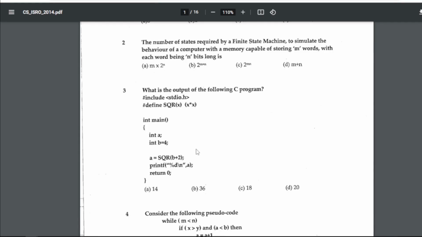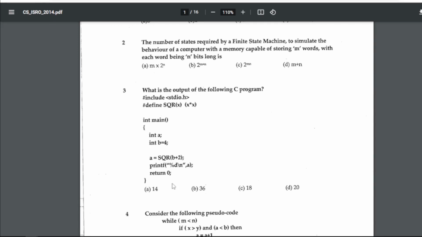For this particular question, you will get the answer as A, that is 14. Here you can see that we have this #define SQR(x) x*x. So from here we will pass the value. What will happen: here you can see int a, then int b equals 4. Now a = SQR(b+2). In this SQR, x is b plus 2, that means 4 plus 2 is equal to 6. Okay, and it is asking for x into x.